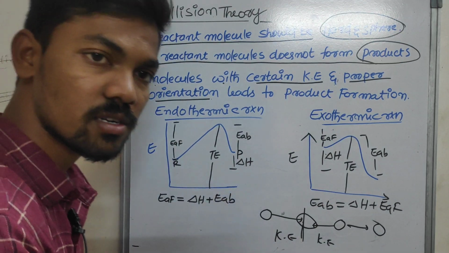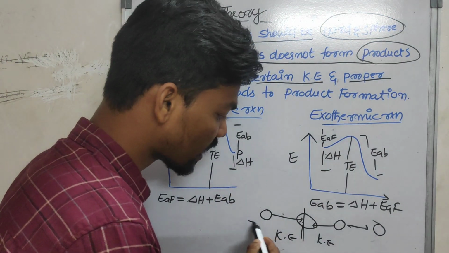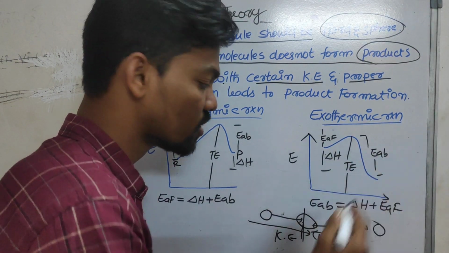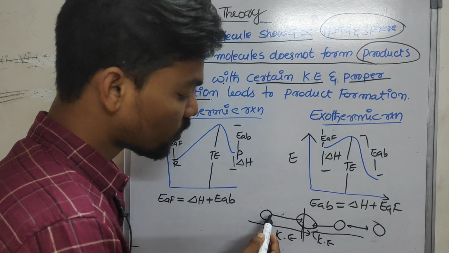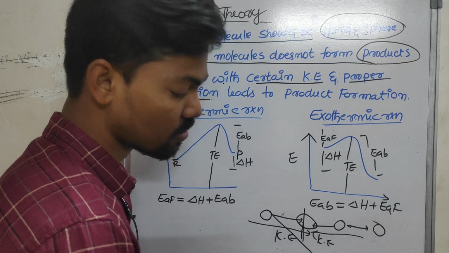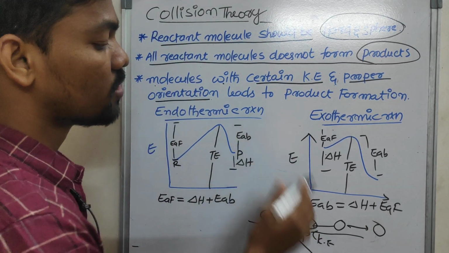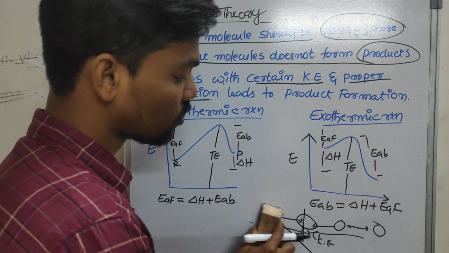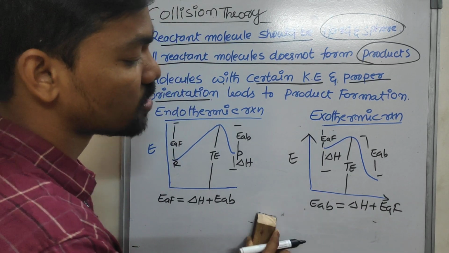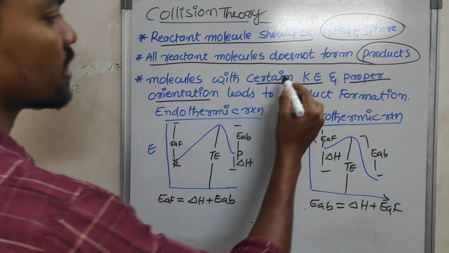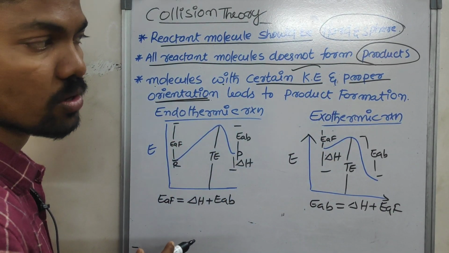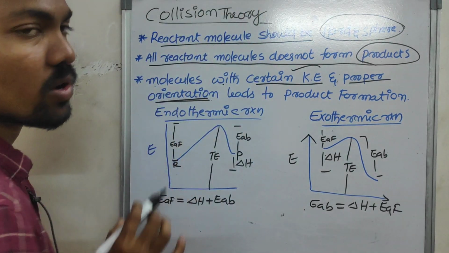It means orientation is also correct. It is in a straight line, linear motion, so they will undergo collision. If orientation is not proper, they will not form product. That's why there must be certain kinetic energy and proper orientation to form product. This is the main concept of collision theory.